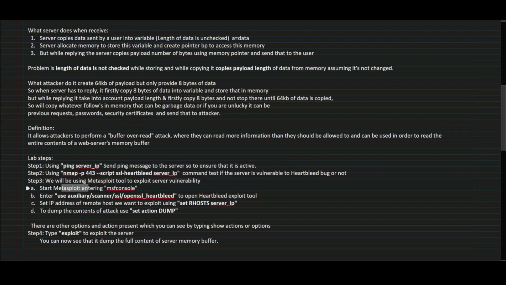First we will start the Metasploit tool by entering msfconsole. Then we will open the Heartbleed exploit tool in Metasploit, and then we will set the IP address of the remote host we want to exploit, using the command set rhost, and then we will dump the content of the attack using set action dump, and then type exploit to exploit the server, and then we can see that it dumped the full content of the server memory buffer. So now we will go into the lab and perform this attack.